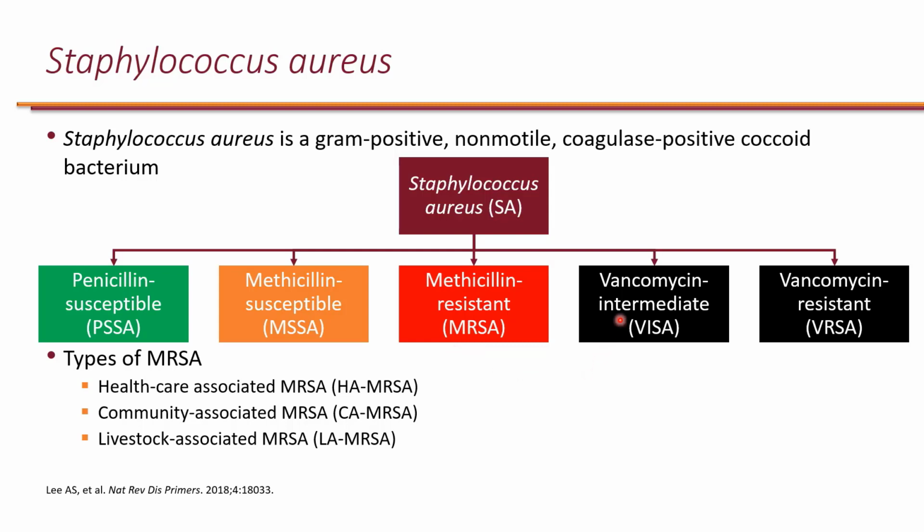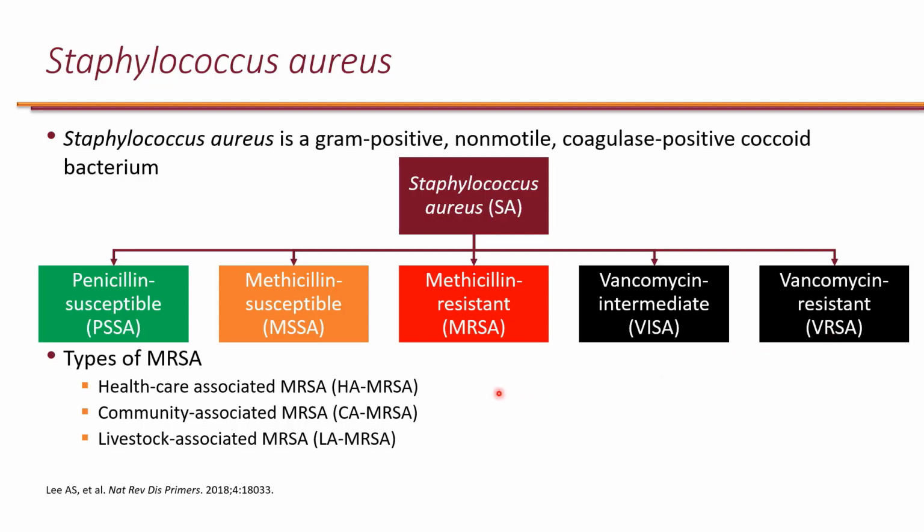Now, while very rare in the United States, there is also vancomycin intermediate Staphylococcus aureus, or VISA, and that is basically Staph aureus that is no longer susceptible to vancomycin, but the MICs happen to be in the intermediate range. And then we have Staphylococcus aureus with MICs in the resistant range for vancomycin, which is referred to as VRSA.